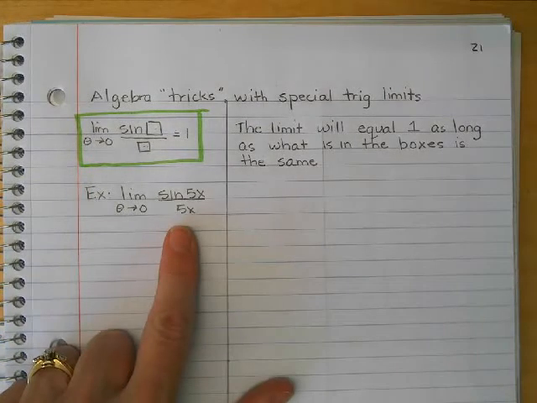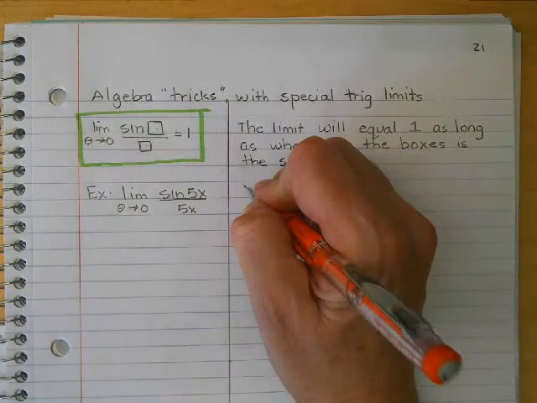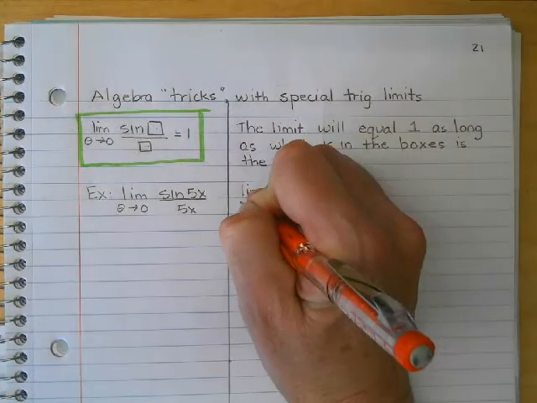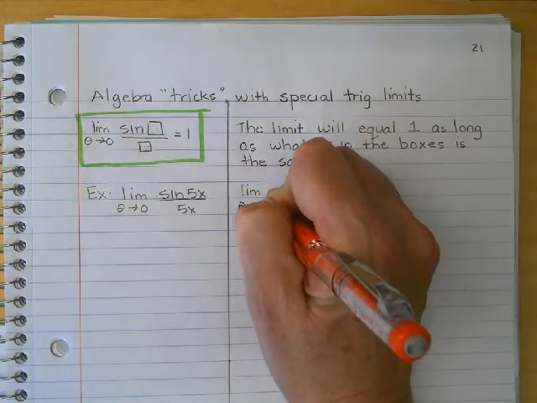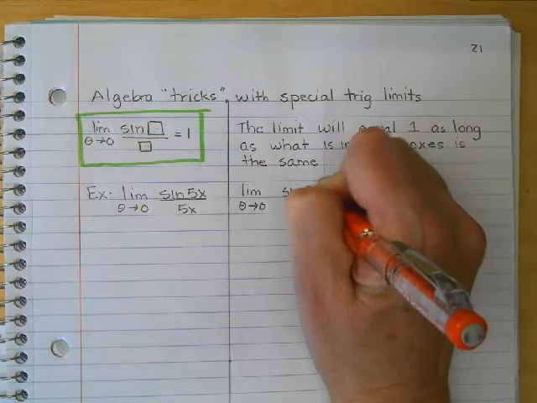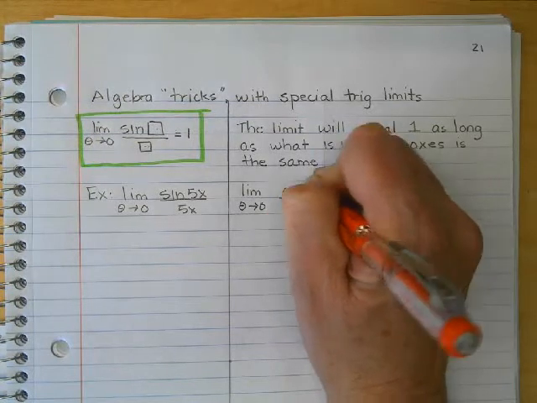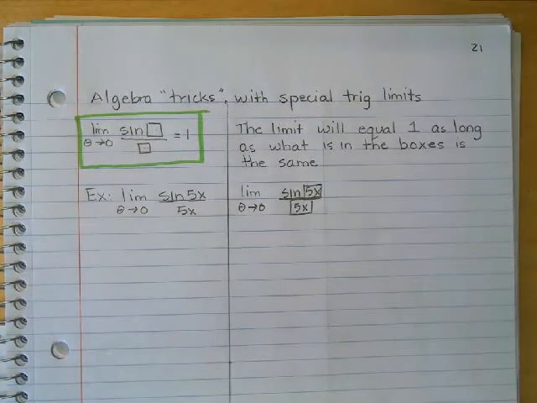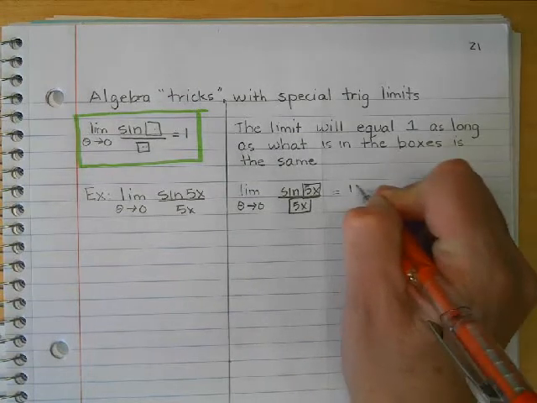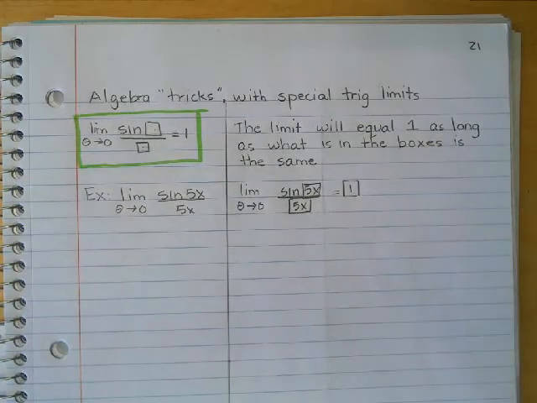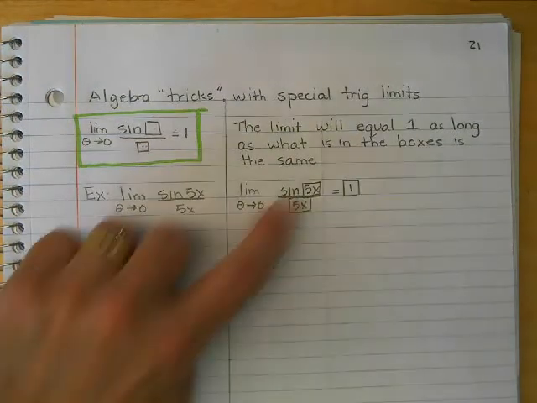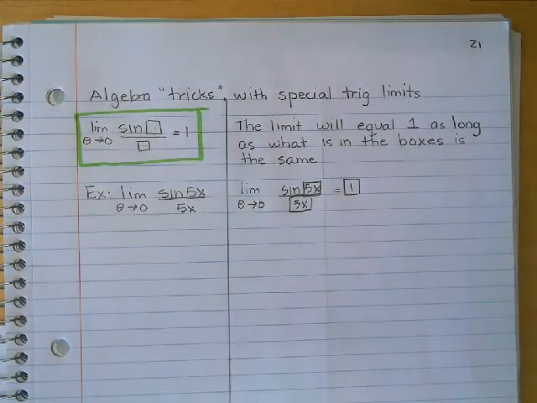Okay, so let's look at this problem right here. The limit as theta approaches 0 of the sine of 5x over 5x. Well, lo and behold, those are the same exact thing, so that is equal to 1. We don't have to prove anything. We're not going to plug that 0 in. It's a special trig limit that we're allowed to just say, I know that that's 1.